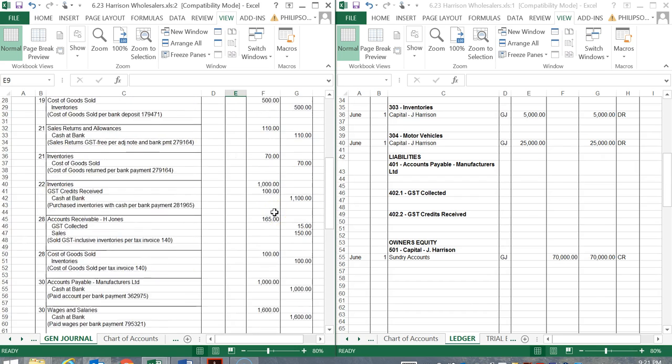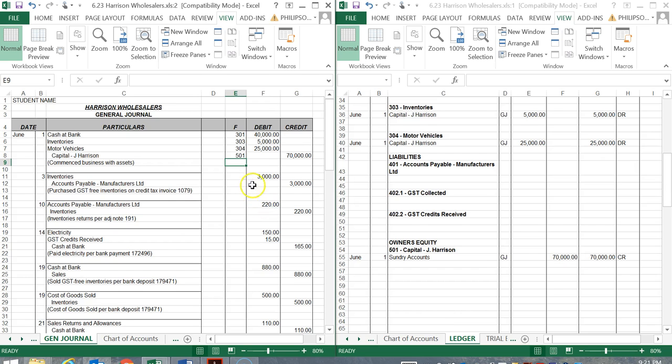Now just a whole bunch still to go. Alright, let's not waste any time. Let's keep cracking. $3,000 debit to the inventories account. On the 3rd, we've bought some inventory, so we're increasing our inventory account. It equals our existing balance plus the new inventories that we've bought. We now have $8,000 worth of inventories.